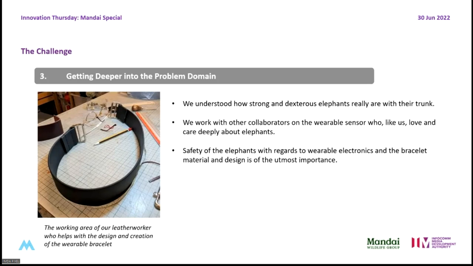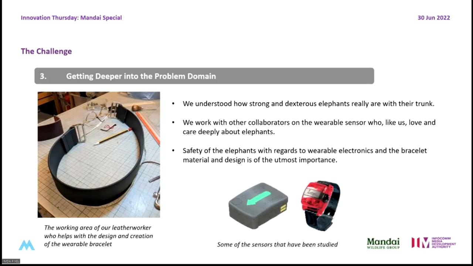Understanding how the elephants behave in their habitat, they play in the mud a lot. They're quite rough with it. So these were all parameters that we had to really remember when doing the material choice and designing the solution, right? We also looked at some sensors that we could use off the shelf that could provide us raw data that we could analyze. These are a couple.